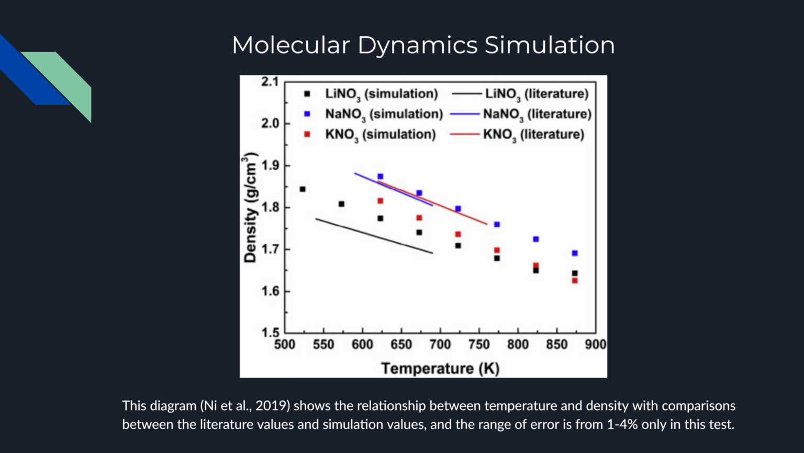And over here is a comparison between the simulation's numbers and the actual numbers that are written in books and literature. And it has approximately a 1 to 4% range of error, which is pretty good.